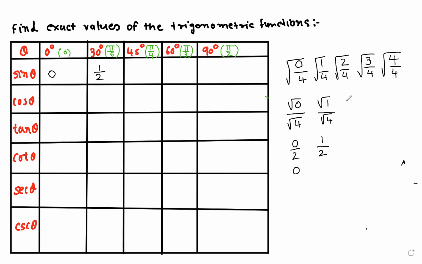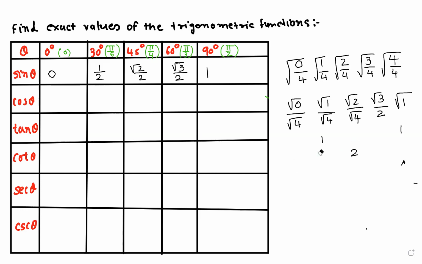Next value, sine 45 degrees: radical 2 over square root of 4. Square root of 4 is 2. That value is square root of 2 over 2. Next value, radical 3 over 2, which is square root of 3 over 2 for sine 60 degrees. 4 over 4 is 1. Square root of 1 is 1. Sine 90 degrees is 1.